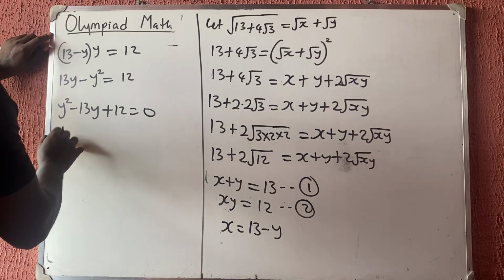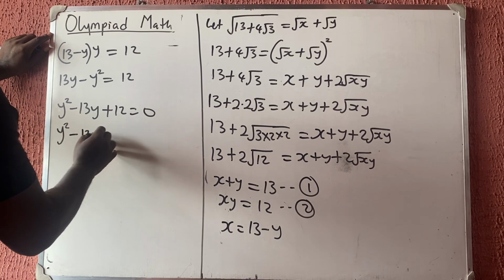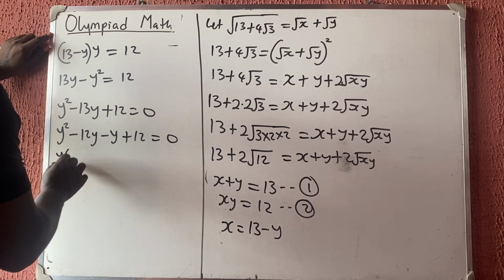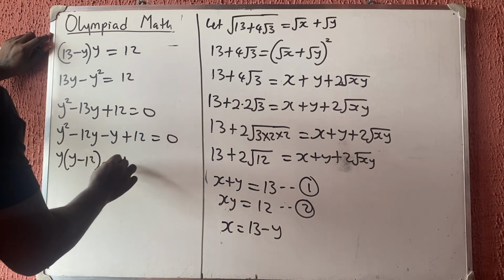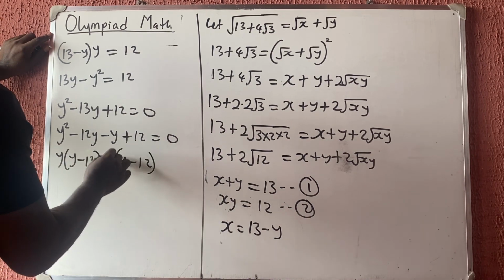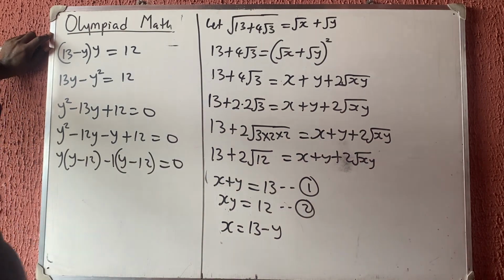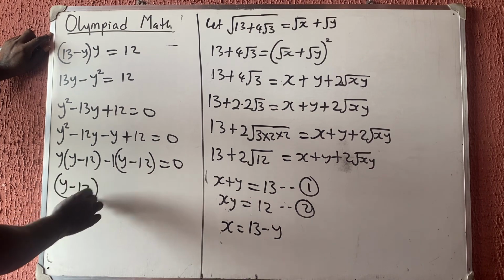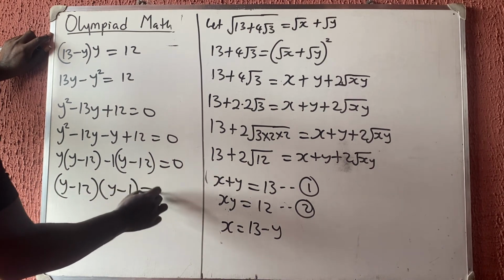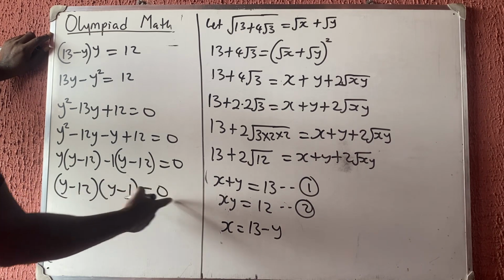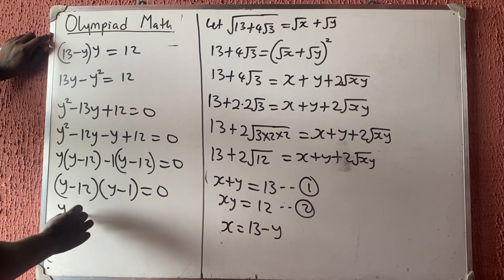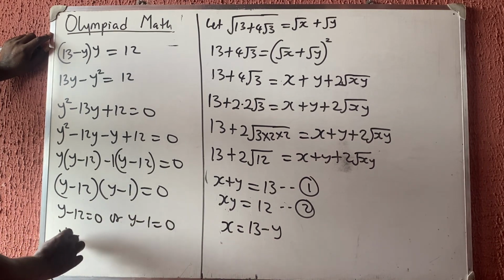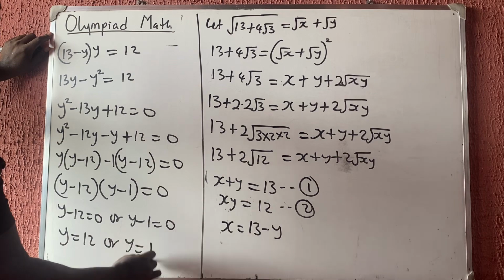So I'm having that y squared minus 12y minus y plus 12 is equal to 0. To have that, y in bracket of y minus 12, then y minus 12, I'm having minus 1 outside is equal to 0. Okay? So this is normal quadratic equation. So this is now y minus 12 into y minus 1 is equal to 0. So the product of two things equal to 0 means that one of them must be 0. So y minus 12 is 0, or y minus 1 is 0. So what do we have? y is equal to 12, or y is equal to 1.